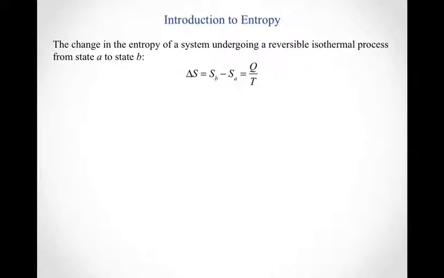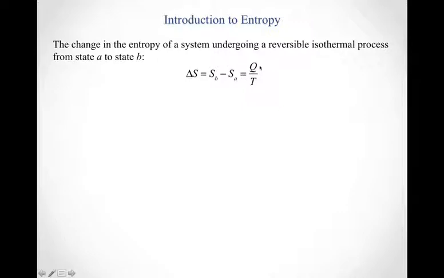So if we want to calculate how the entropy of a system is changing, let's start with a definition that lets us do that for a reversible isothermal process. So a process where we know that in going from A to B, we can also turn around and go back from B to A. So this is defined to be the entropy at B minus the entropy at A, which tells us, of course, that entropy is a state variable.